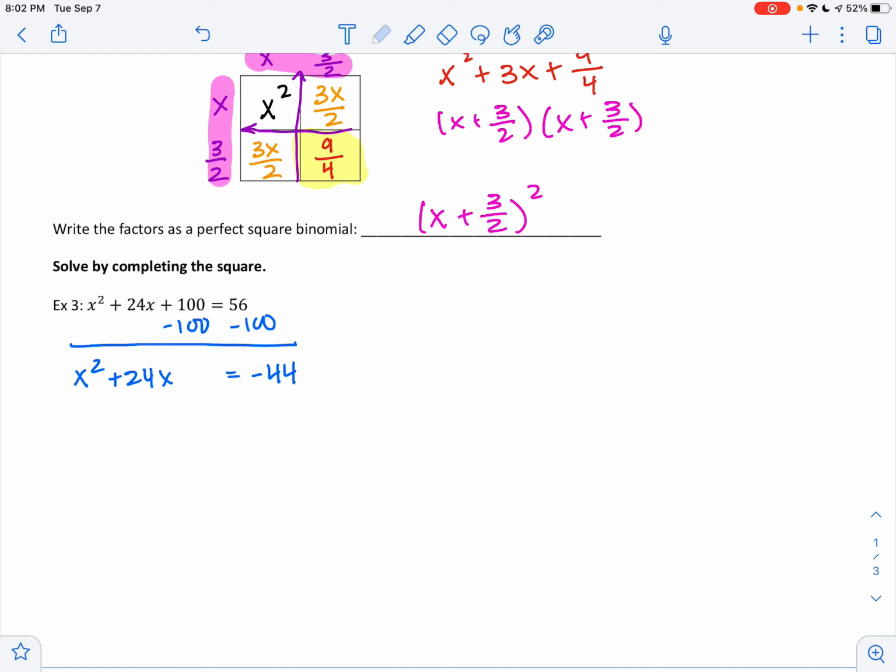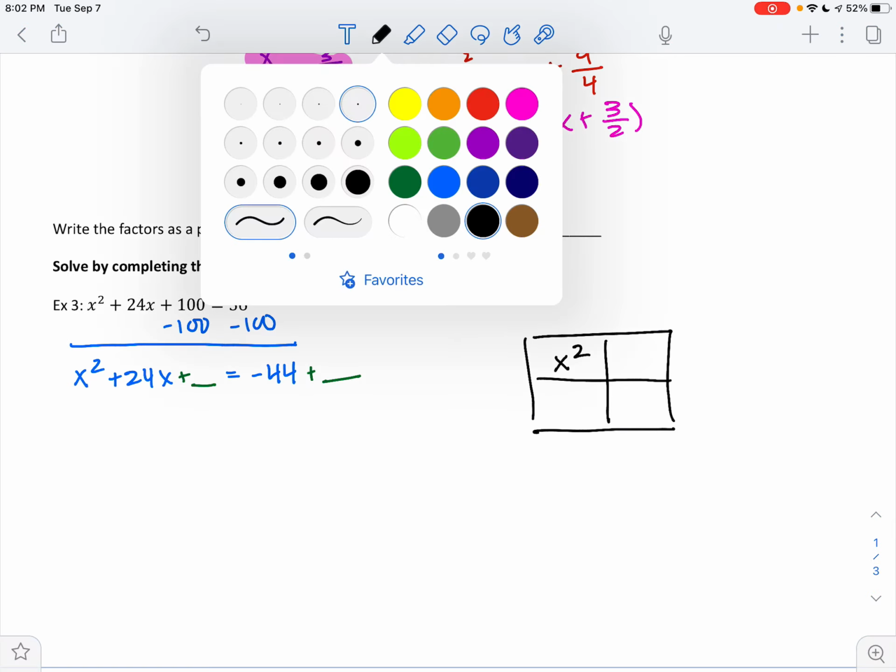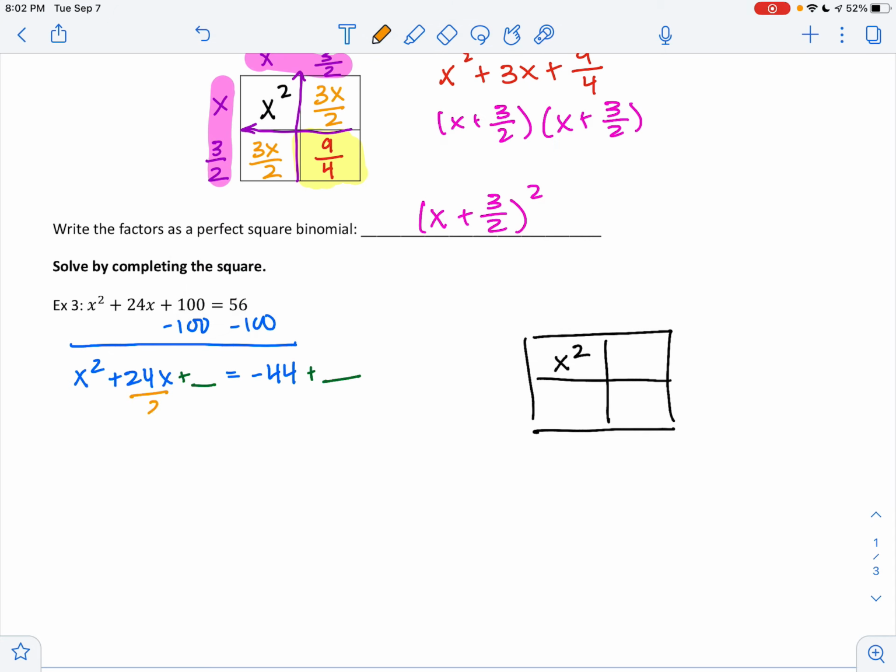Your next step is to set up your blanks. These blanks represent the number that's going to complete the square. What we do on one side, we must do to the other. Now we are ready to complete the square. Your first term goes in the first box. You want this shape to be a square and not a rectangle. And so in order for that to happen, you need to split this middle term into 2 even pieces. 24x divided by 2 is 12x.